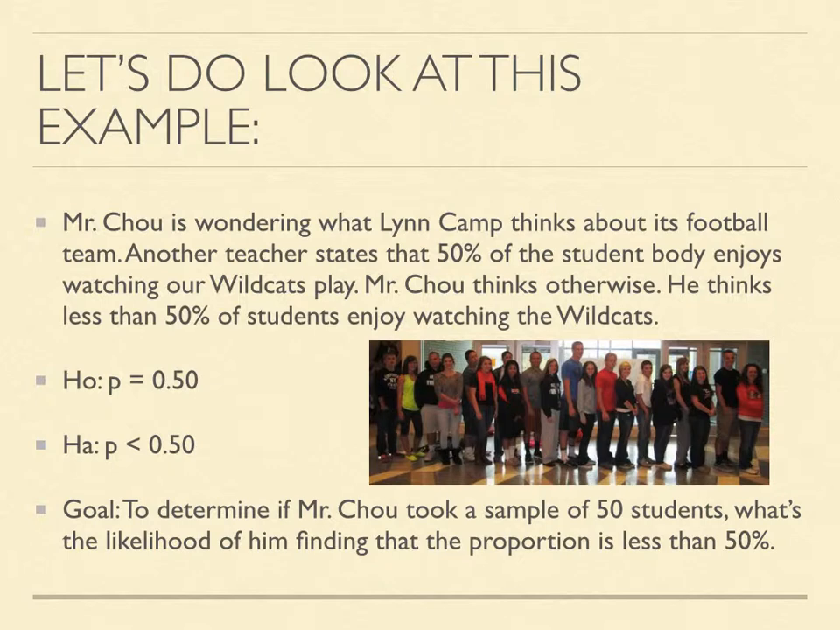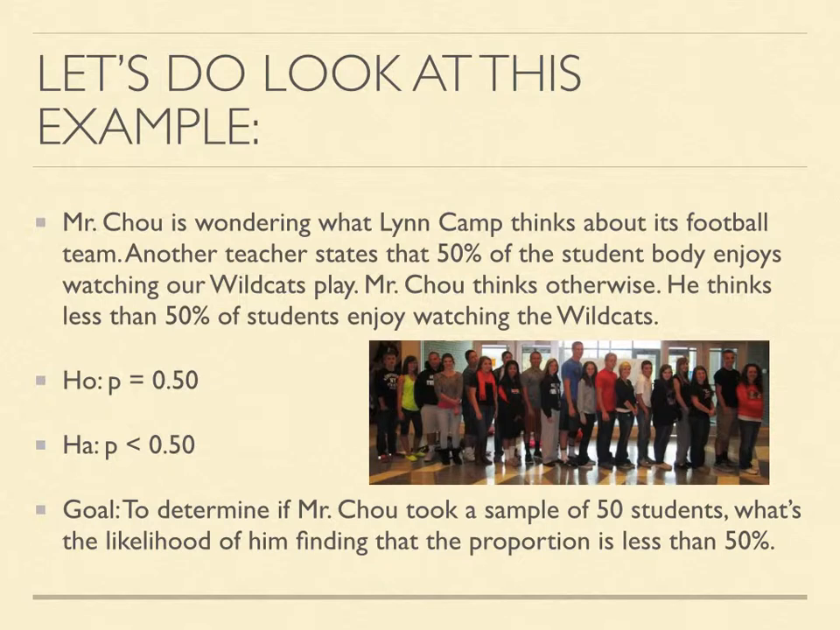So, in this case, our null hypothesis is 0.5 because that's the status quo. That's what we think is currently the actual support for Lin Camp's team. But Mr. Cho thinks otherwise. He thinks it's less than 0.5. So our alternative hypothesis is p is less than 0.5. Remember, our proportion is the proportion of students who enjoy watching the Wildcats play.